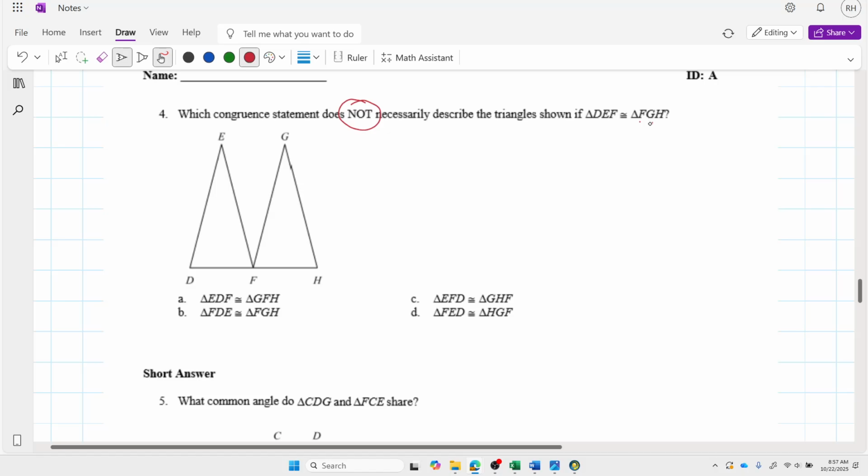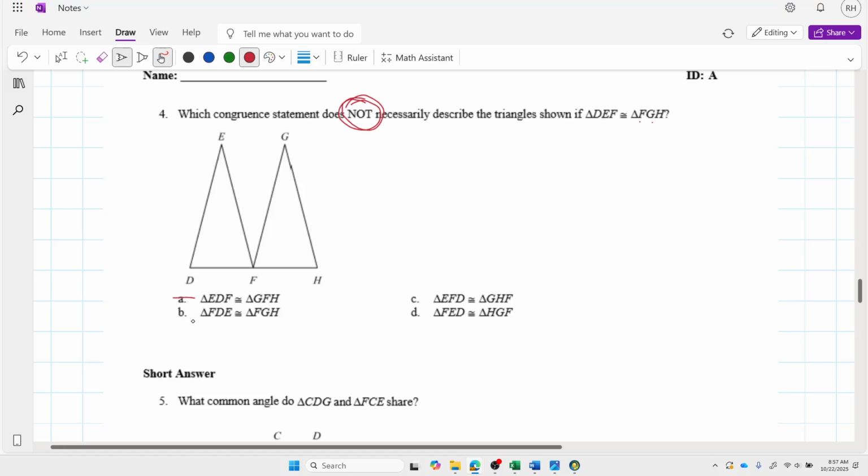So this second description would have to be GFH. And GFH, they did. They changed the order of both descriptions the same way. So answer choice A is a congruent statement. All right, that describes the triangles. You're looking for one that does not. All right, so you can't use answer choice A.